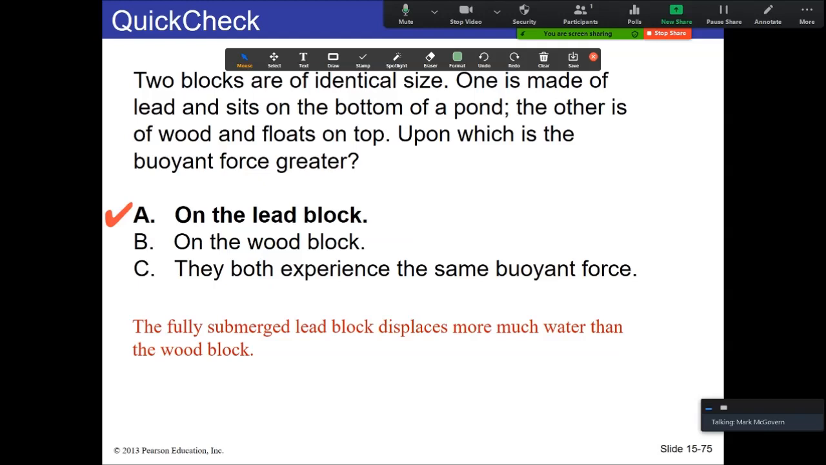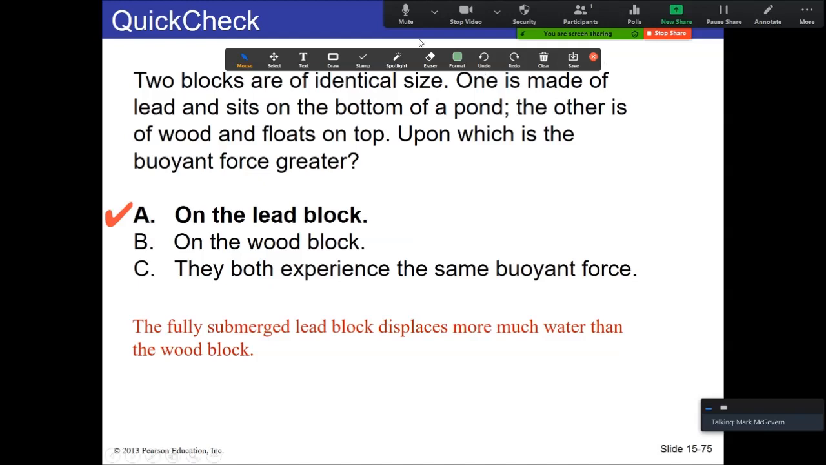Objects that submerge displace water equal to their volume, whereas objects that float will displace water equal to their weight. And that is something you have to figure out for objects that have densities that are smaller than that of the fluid they're submerged in.